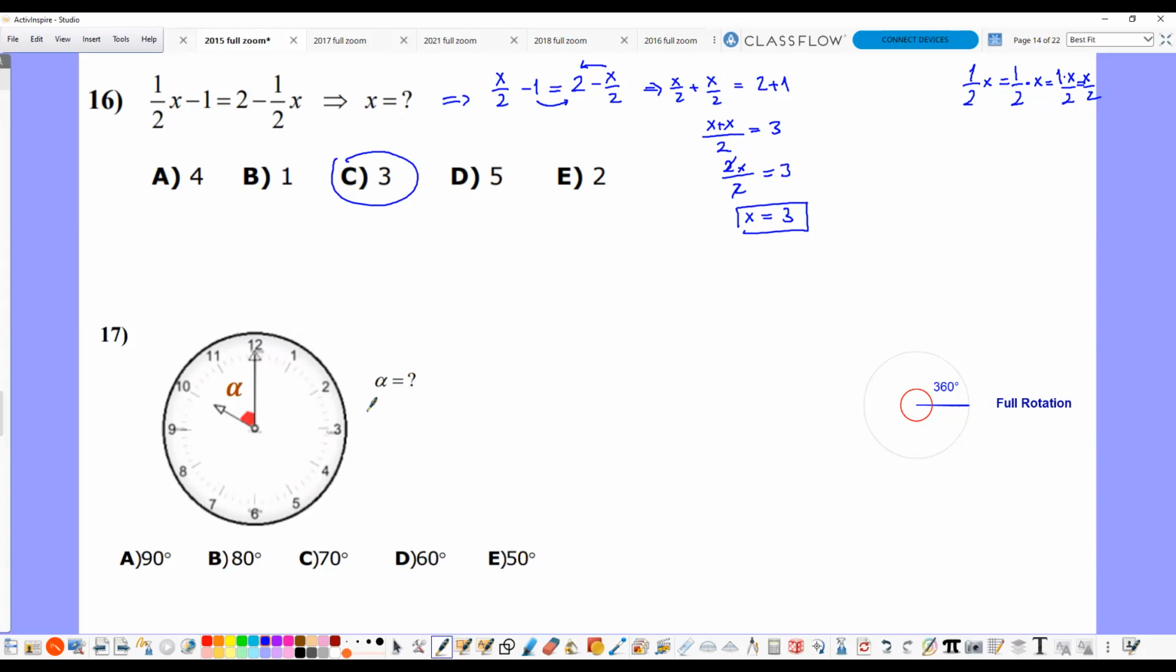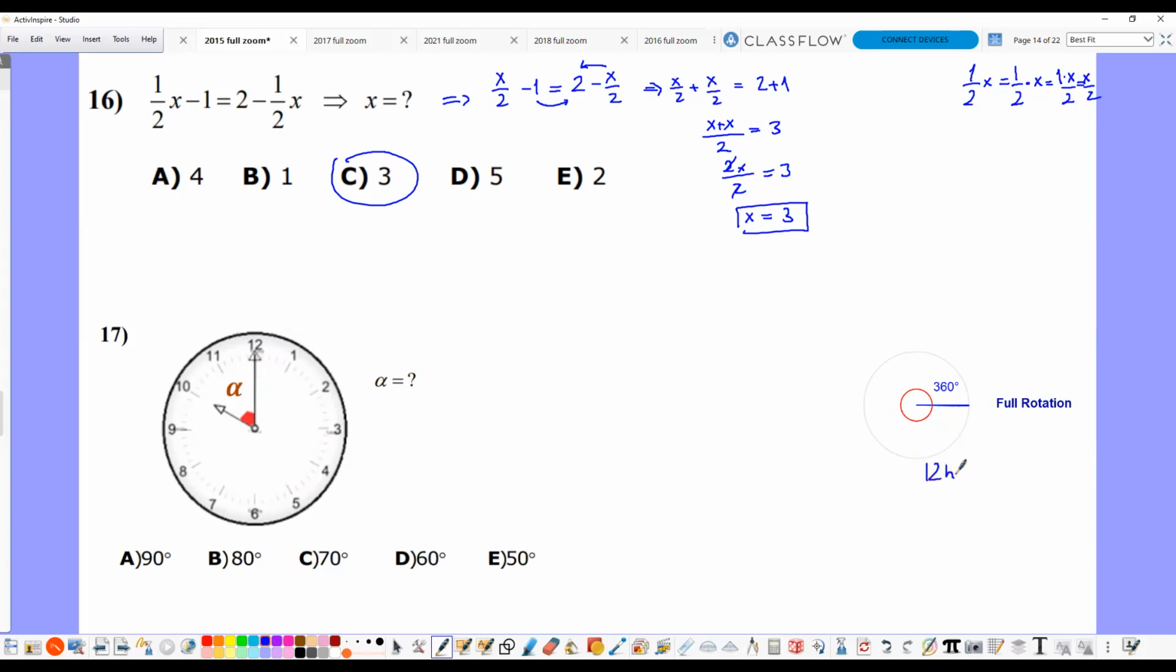Here in this question, we are going to find the angle when the clock shows 10 o'clock. What is the angle between them? Firstly, you need to know that there are 360 degrees when you make a full rotation. So this is totally 360 degrees.